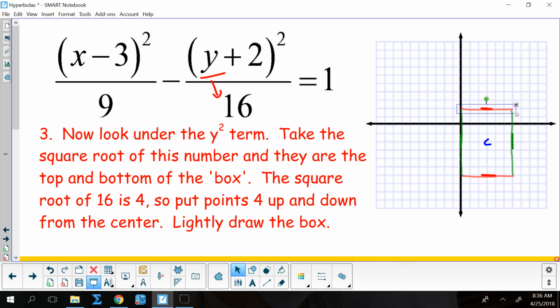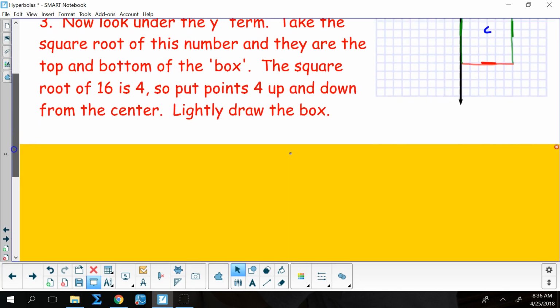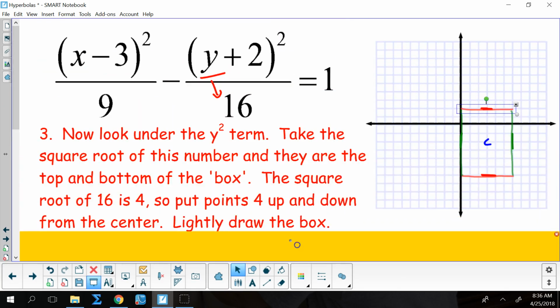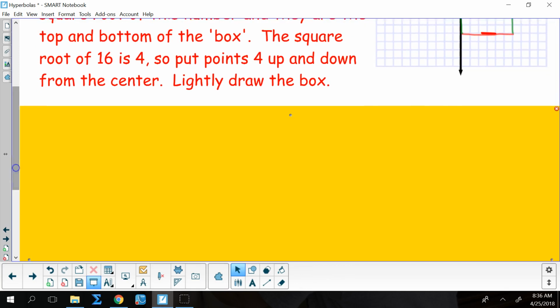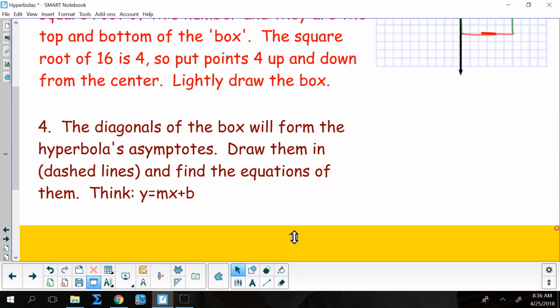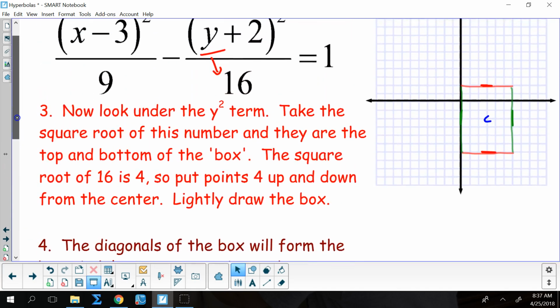Okay. So next, what we are going to do is draw in the diagonals of that box. And when I draw in the diagonals of that box, those are going to be asymptotes. So I'm going to draw them in as dashed lines, like we did when we were doing, what's the word I'm thinking of? Rational equations.